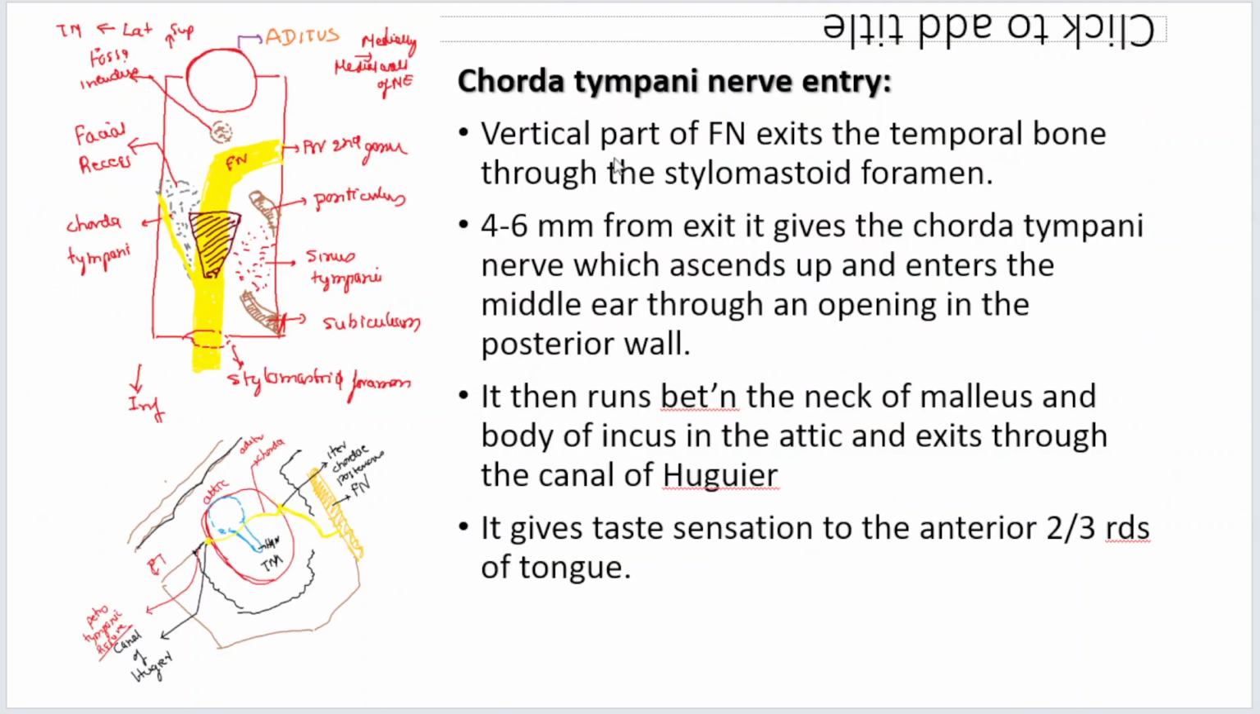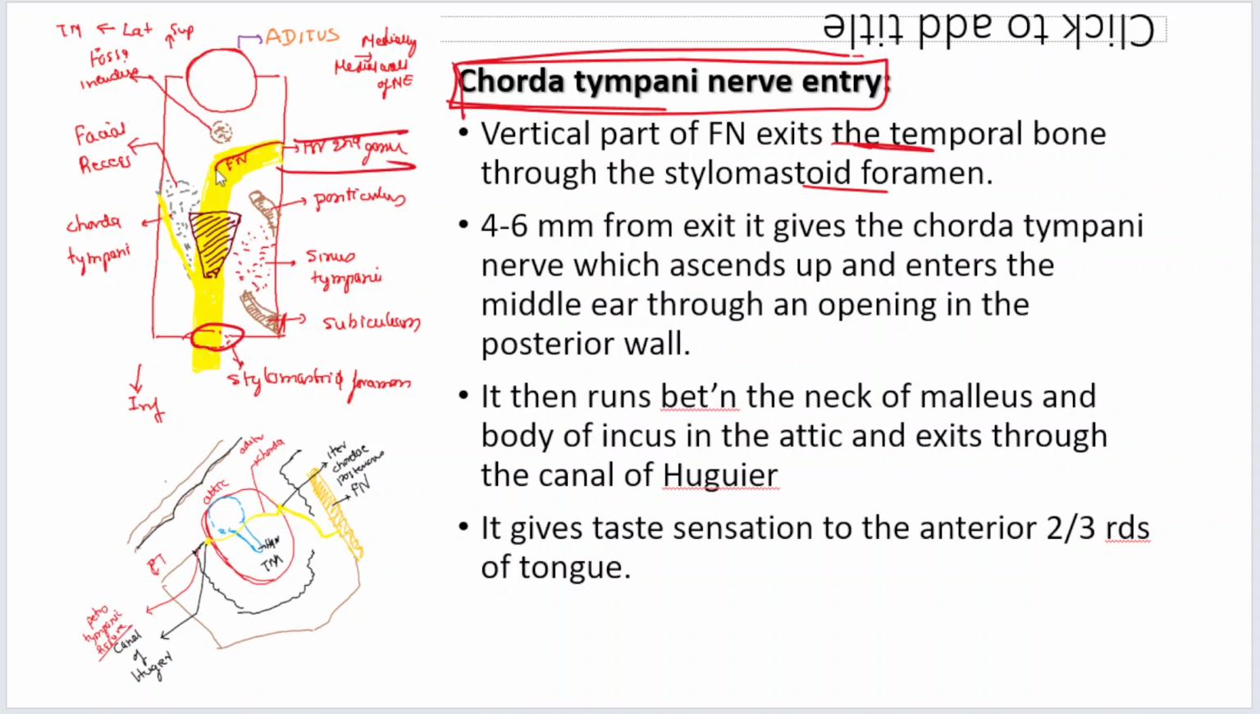Now coming to chorda tympani entry. The vertical part of the facial nerve exits the temporal bone at the stylomastoid foramen. We talked about this: the horizontal segment of the facial nerve, the second genu, then the vertical segment comes out to the stylomastoid foramen. From 4 to 6 millimeters before the exit, it gives a branch called the chorda tympani nerve. It is going through the bone only.